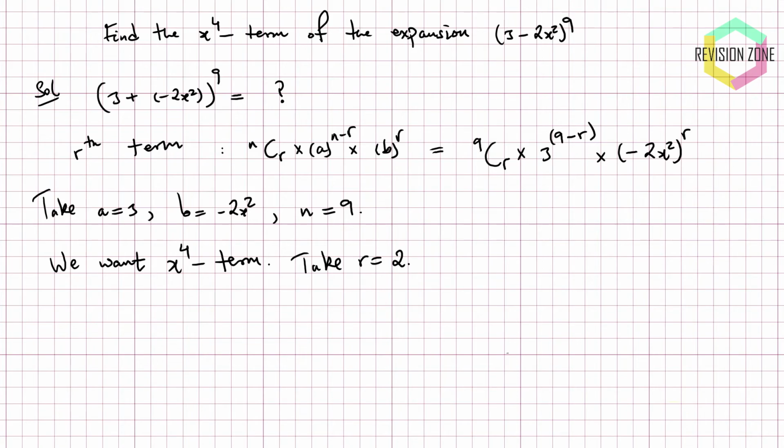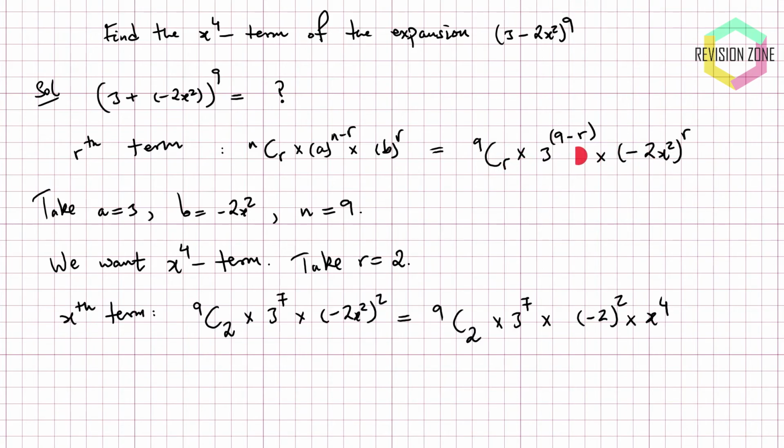Now I'm going to substitute r equals 2 into this formula. If r is 2, I'm not going to have 9 choose r, I'm going to have 9 choose 2. I'm not going to have 3 to the power 9 minus r, I'm going to have 3 to the power 9 minus 2, which is 7. And I'm going to have (−2x²) all to the power 2, which can be simplified because I can apply that power to the −2 and separately to x², which is just the law of indices.